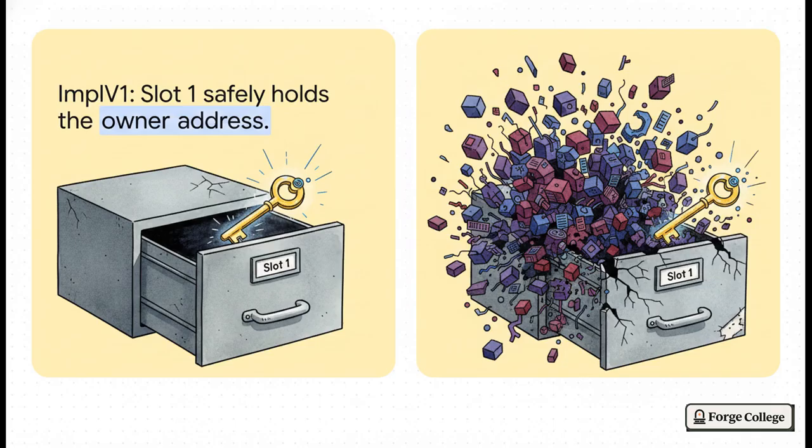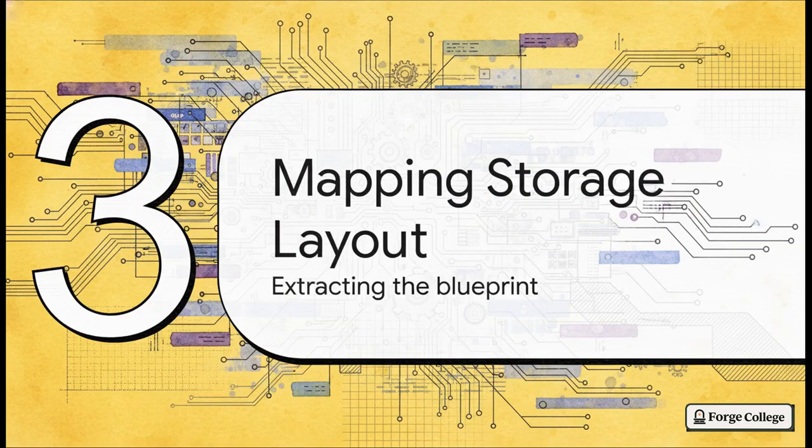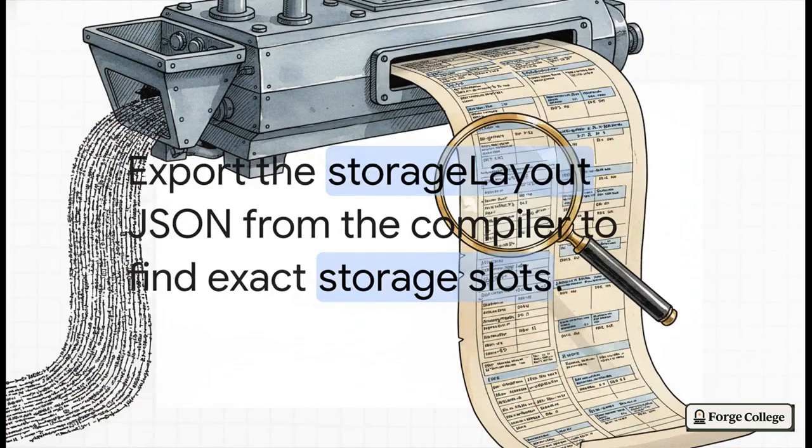It's an absolute nightmare. Moving right along to Section 3, Mapping your storage layout. To prevent these massive explosions, we need the blueprint. You do this by exporting the storage layout JSON artifact directly from the compiler. This isn't a guessing game. This essential machine-readable JSON explicitly maps your named Solidity variables to concrete storage slots and offsets. It's the absolute ground truth of where your data lives, drawn out like a perfect engineering diagram.